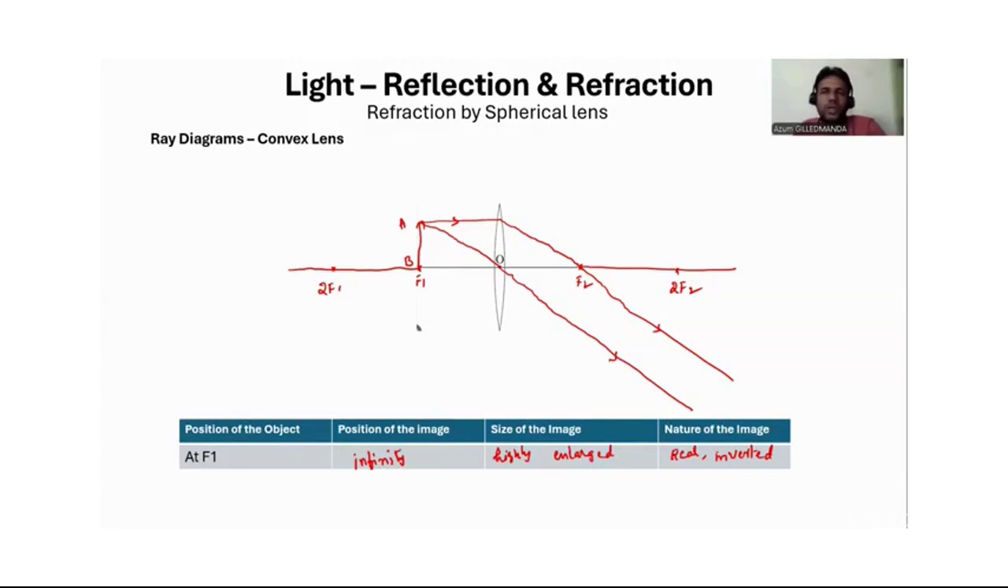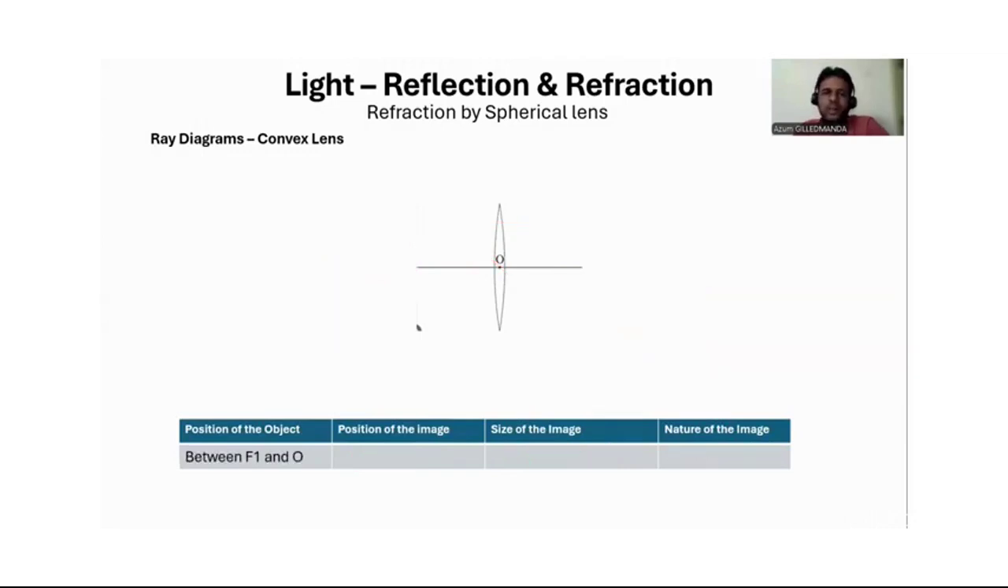So we looked at the object at infinity, the object beyond 2F1, the object at 2F1, the object between 2F1 and F1, and now the object at F1. Now the next scenario is what happens if the object is between F1 and the center. This is the peculiar scenario in the convex lens where we see a virtual image.